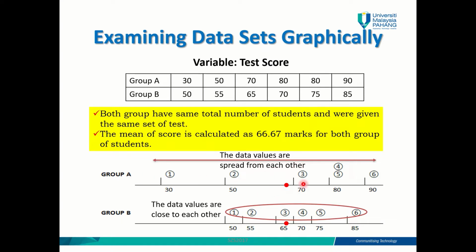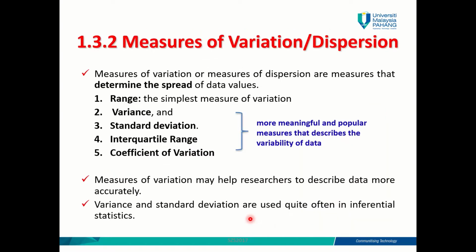So how do you explain this spread and consistency? This is more spread and this is less consistent. If you illustrate on a number line like this, you can easily see whether they are widely spread or whether they are consistent. Another way to see the spread or the consistency of data values is by using measures of variation. So this is where measures of variation take part. Measures of variation are measures that determine the spread of your data values.